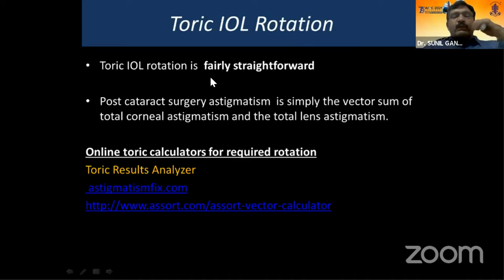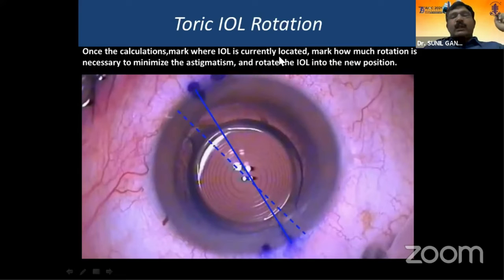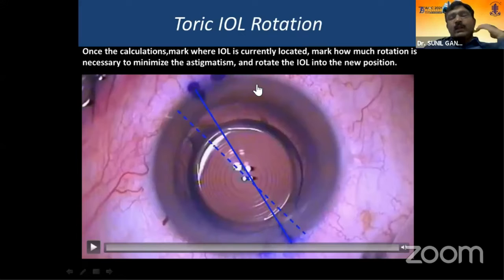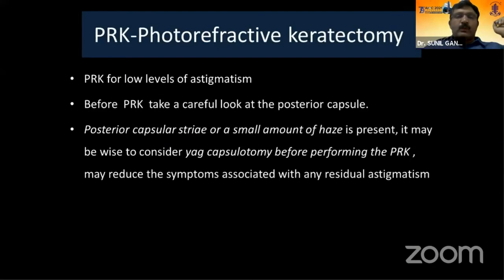So toric IOL rotation is a very straightforward procedure. You can use any online toric calculators which are available, which detect the degree of rotation which has to be done. Once the calculation is done, mark where the IOL is currently located, mark how much it is necessary to rotate, and you can rotate the IOL easily. But it is easier to do in the early post-operative period than in the late post-operative period.